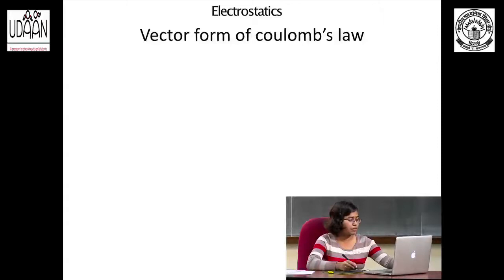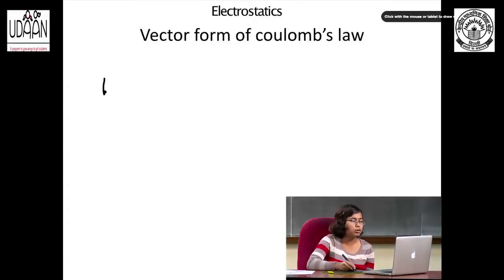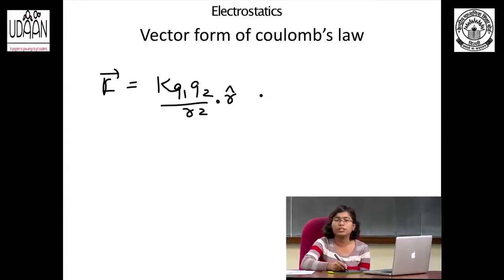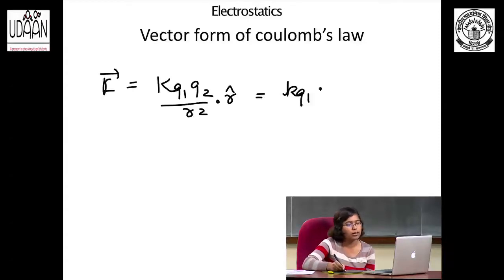Vector form of the Coulomb's law. The force between the two charges in the vector form is given by F is equal to K Q1 Q2 upon R square into the R cap, which denotes the direction. The R cap is equal to R vector upon the magnitude of R. So this can be written as K Q1 Q2 upon R square into R vector upon the magnitude of R.